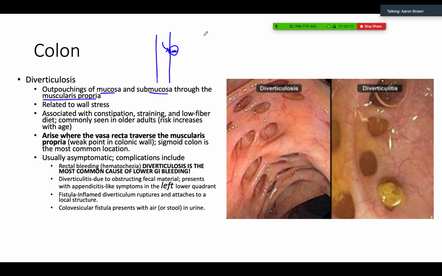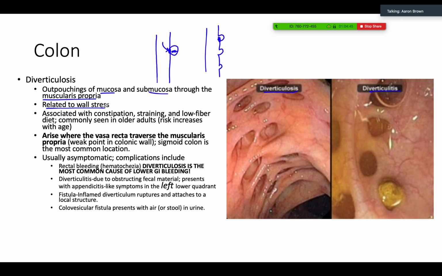Okay, now diverticulosis, all that means is that you have outpouchings. Having outpouchings isn't necessarily this horrible, horrible thing, right? The only problem is when one of those outpouchings gets obstructed. And so I want you to think of diverticulosis as being benign and diverticulitis as being really, really bad. Okay, well, not really, really bad, but something that would require hospitalization and treatment with antibiotics. Okay. So this is related to wall stress.